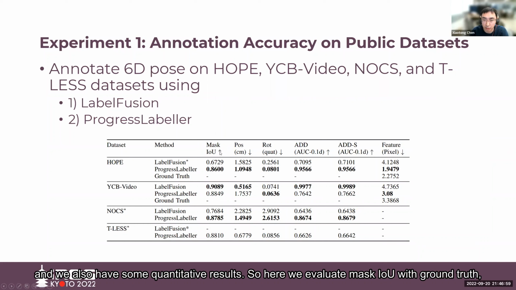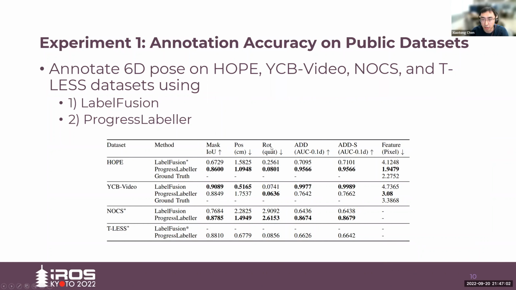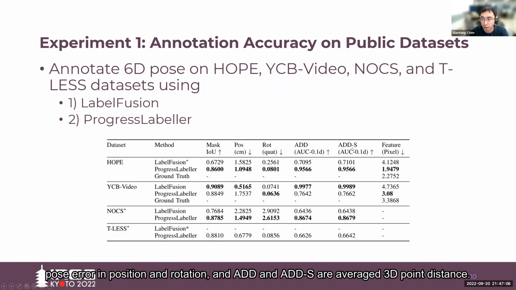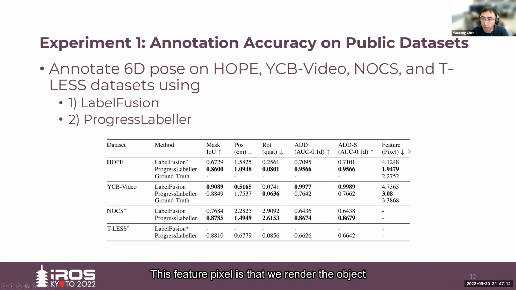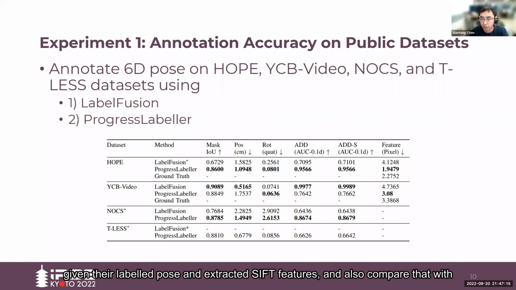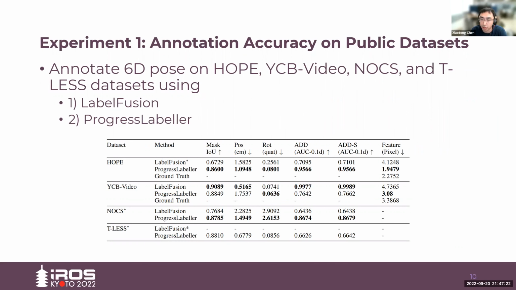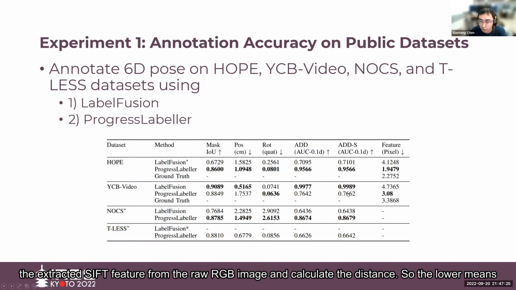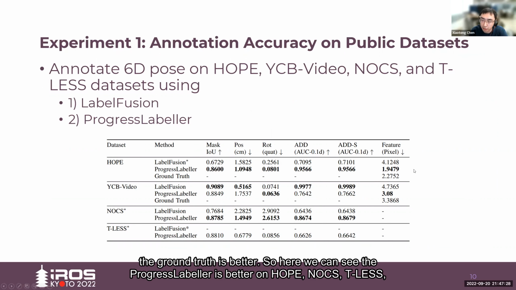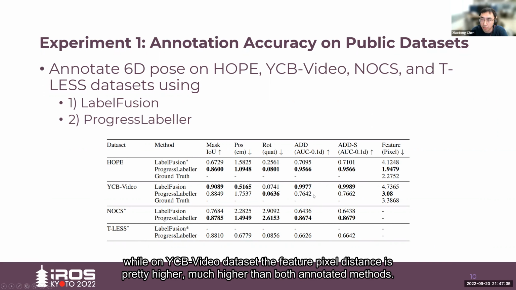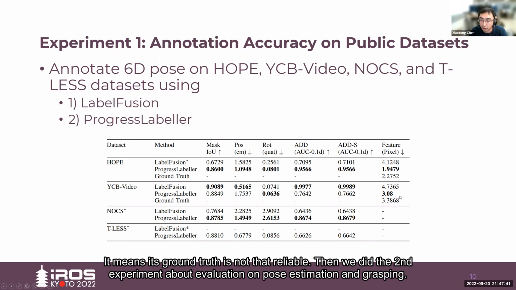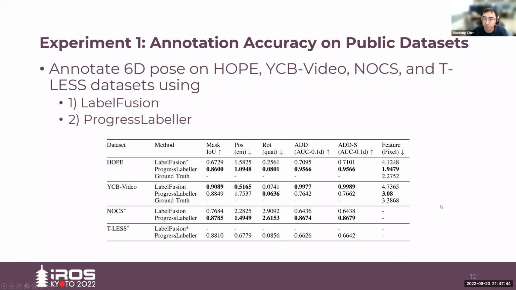Here we evaluate mask IoU with ground truth, and pose error in position and rotation. ADD and ADD-S are average 3D point distances. The feature pixel metric is that we render the object given their labeled pose, extract SIFT features, compare that with the SIFT features extracted from the raw RGB image, and calculate the distance. So lower means the ground truth is better. Here we can see ProgressLabeller is better on HOPE, OCS and TLS, while on the YCB-Video dataset, the feature pixel error is much higher than both annotation methods. It means the ground truth is not that reliable.